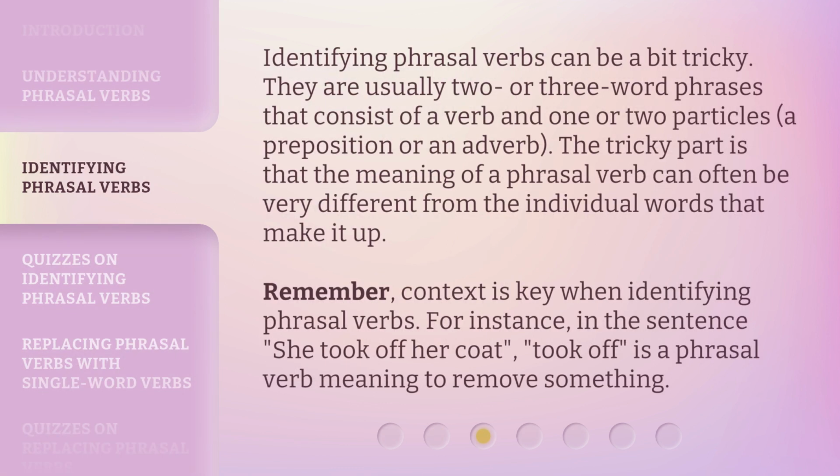Identifying phrasal verbs can be a bit tricky. They are usually 2 or 3 word phrases that consist of a verb and 1 or 2 particles, a preposition or an adverb. The tricky part is that the meaning of a phrasal verb can often be very different from the individual words that make it up. Remember, context is key when identifying phrasal verbs. For instance, in the sentence, she took off her coat, took off is a phrasal verb meaning to remove something.